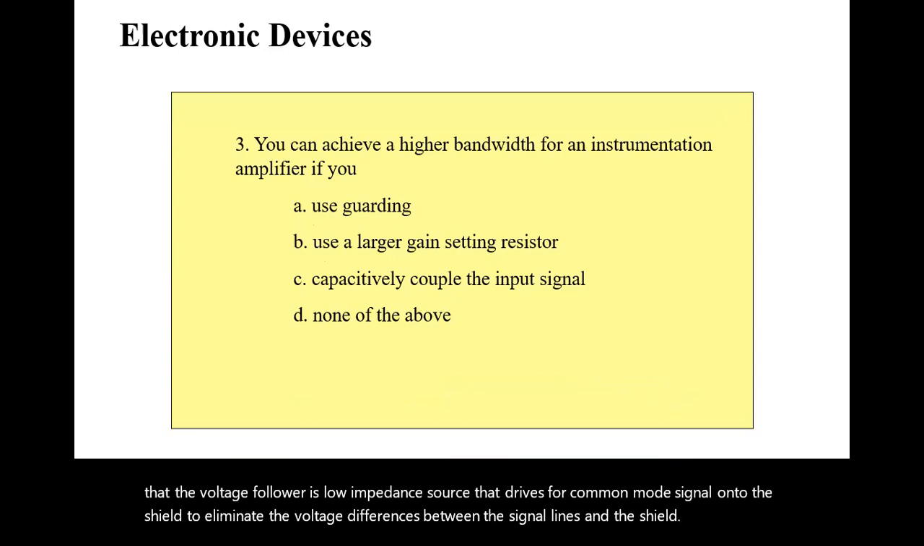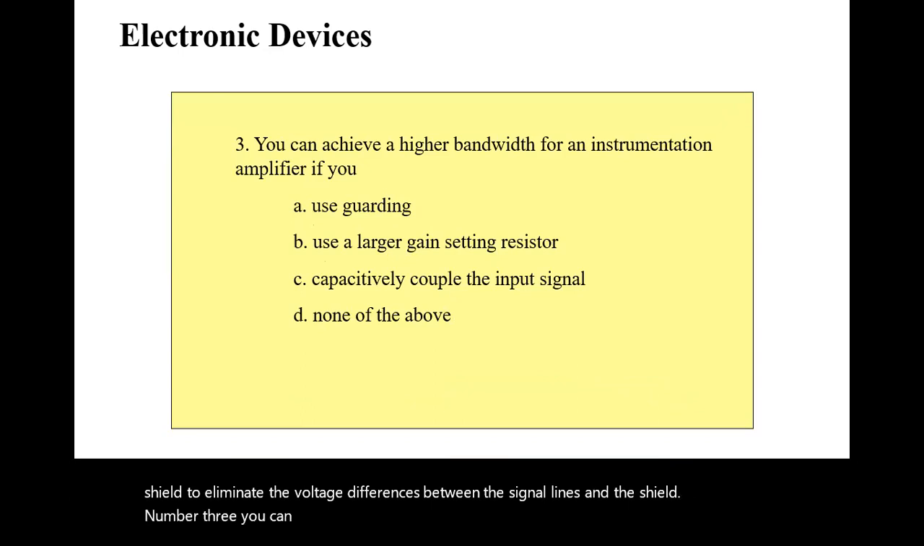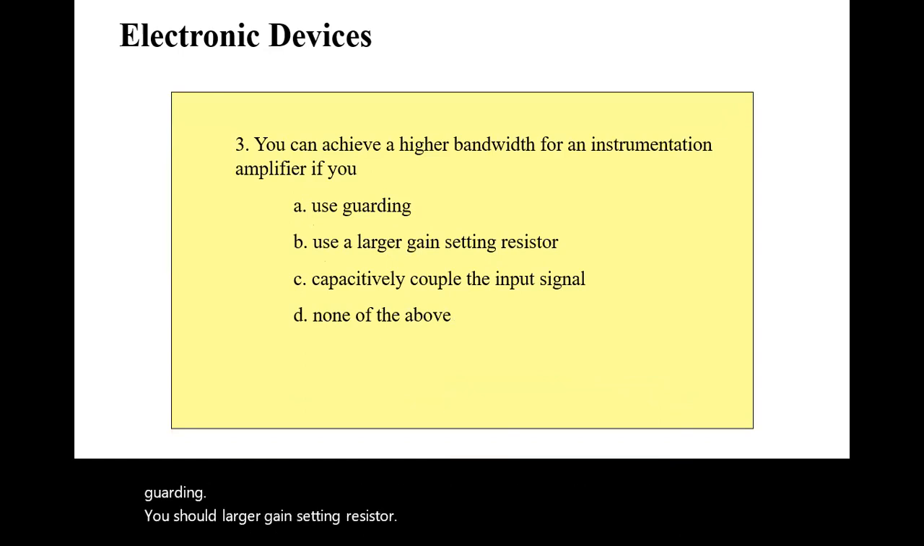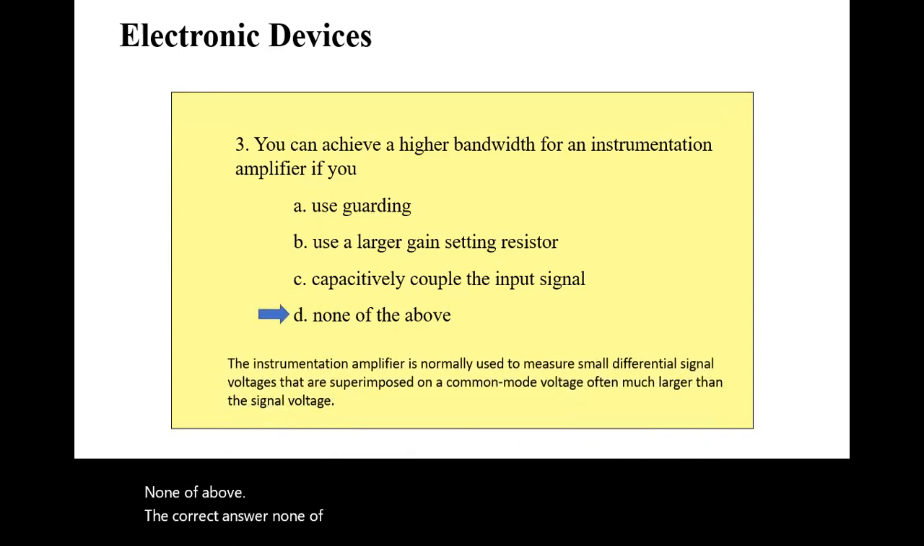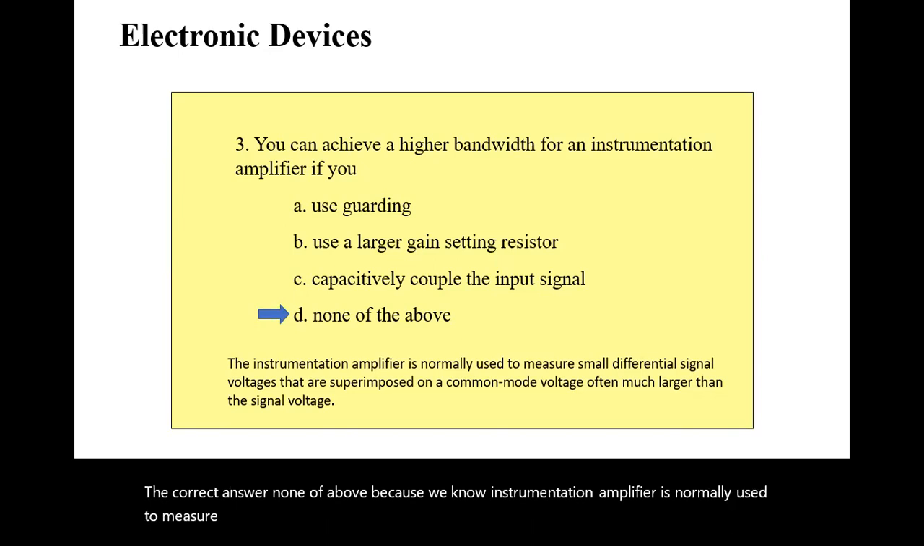Number 3, you can achieve higher bandwidth for instrumentation amplifier if you use guarding, use a larger gain setting resistor, capacitively couple the input signal, none of above. The correct answer, none of above, because we know instrumentation amplifier is normally used to measure small differential signal voltages that are superimposed on a common mode voltage, often much larger than the signal voltage.